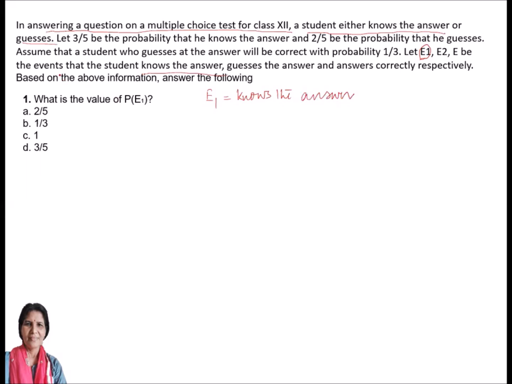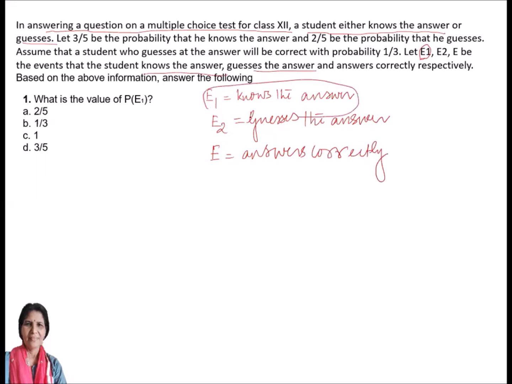Let E2 be the event: he guesses the answer, and he answers correctly. You have to take it in this way. So what is E1? E1 is: he knows the answer.